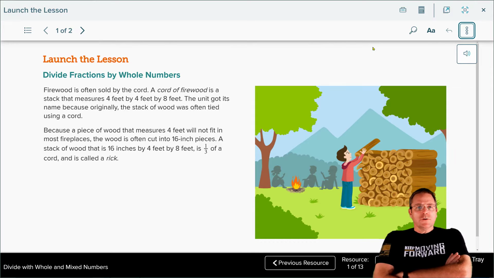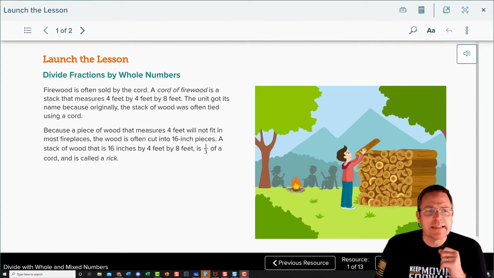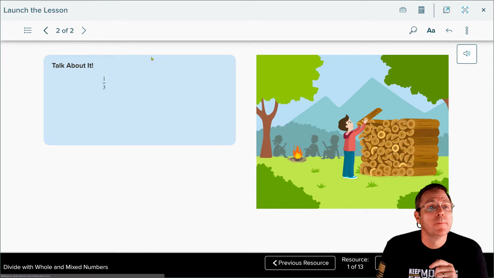Firewood is often sold by the cord. A cord of firewood is a stack that measures 4 feet by 4 feet by 8 feet. The unit got its name because originally the stack of wood was often tied with a cord. Because a piece of wood that measures 4 feet will not fit in most fireplaces, the wood is often cut into 16-inch pieces. A stack of wood that is 16 inches by 4 feet by 8 feet is 1/3 of a cord, and this is called a rick.